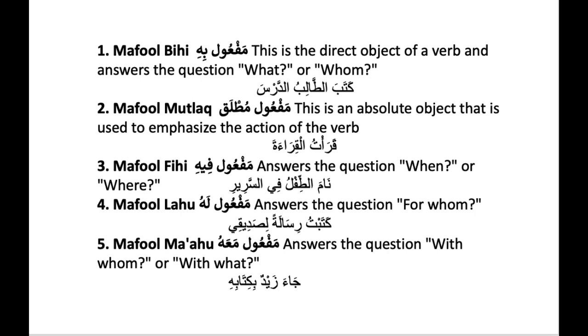Mafool ma'ahu, this object is used to indicate accompaniment or association and answers the question with whom or with what. For example, Ja'a Zaidun bi kitabihi, Zaid came with his book. Bi kitabihi is the Mafool ma'ahu, indicating what accompanied Zaid.